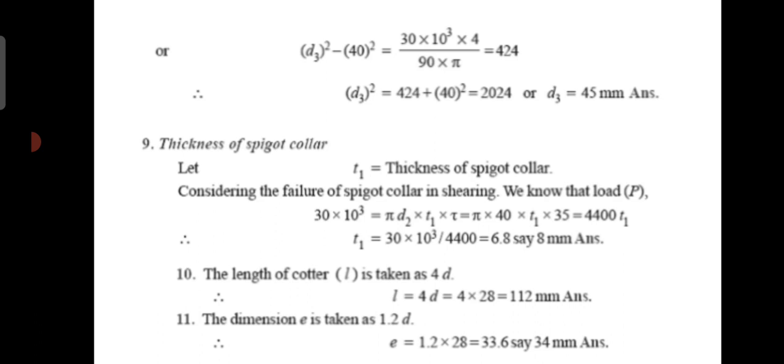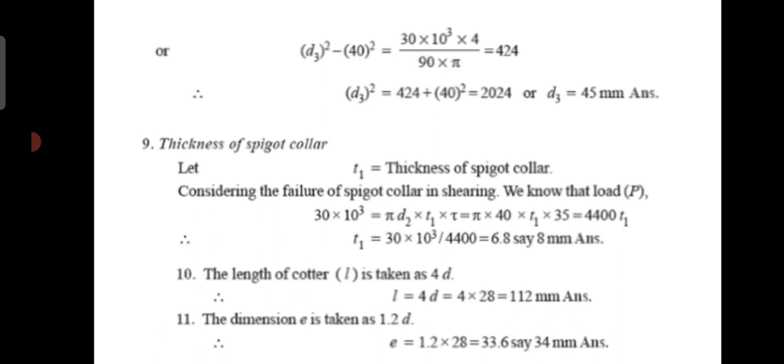Then we want to find the thickness of the spigot collar, T1. The suitable formula is P equals pi d2 into T1 into tau. P equal to 30 into 10 to the power 3, given in our problem. Then d2 is 40, we know that. T1 we want to find. Then tau 35, given in our problem. Finally we can get T1 equal to 6.8, so we can say 8 millimeter.